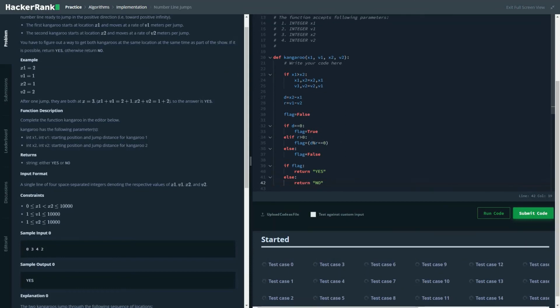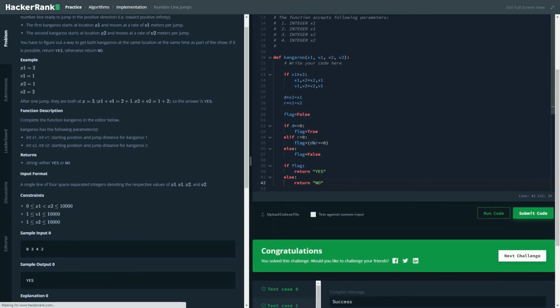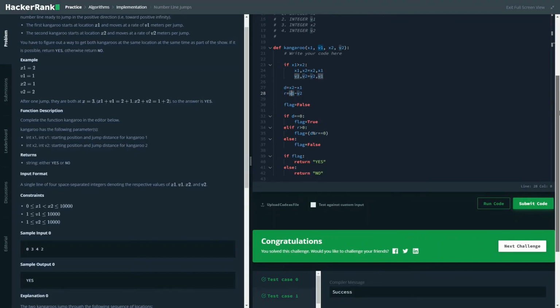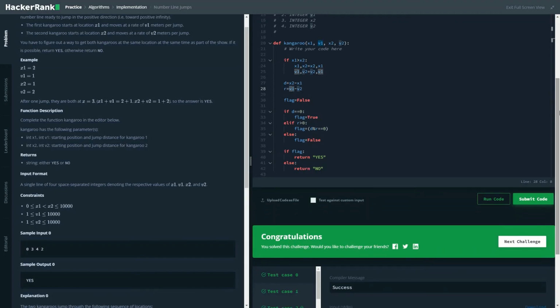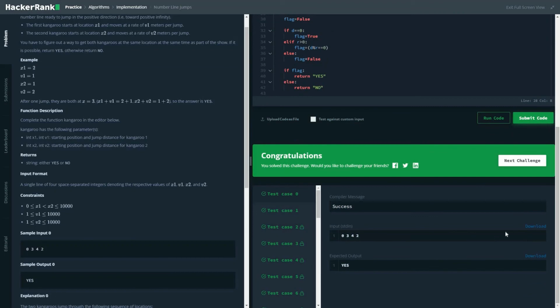The basic formula is stating that if the distance is provided, then at which pace and at which rate, meaning the value of the velocity, which would be v1 minus v2, would they be able to reach v1. It means whether both of the kangaroos' current locations would be the same, if it's possible or not, by using that formula. And that's the basic idea. As you could see, it also passed all the test cases.